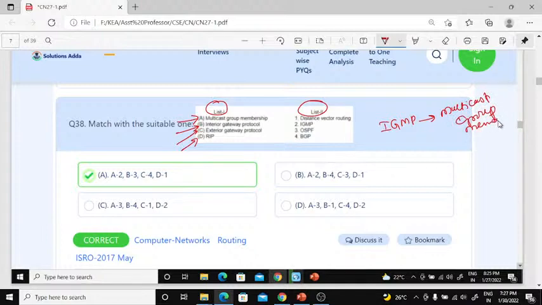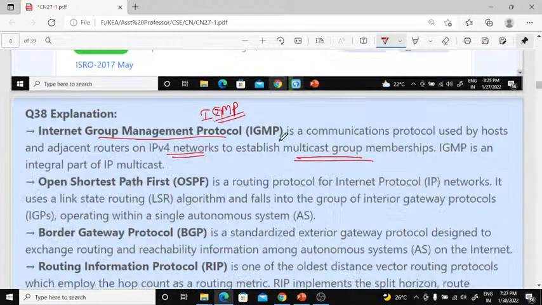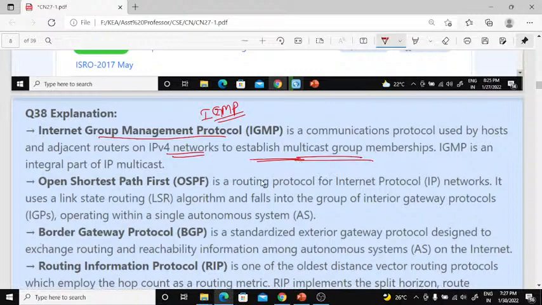Multicast group membership, okay. IGMP, Internet Group Management Protocol, is used along with the IPv4 network to establish the multicast group membership. Then OSPF, Open Shortest Path First.